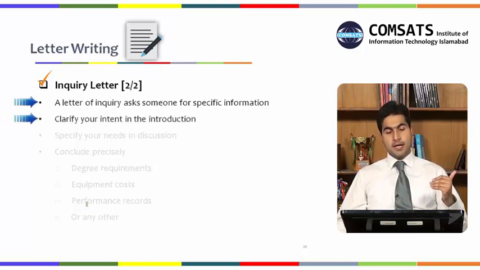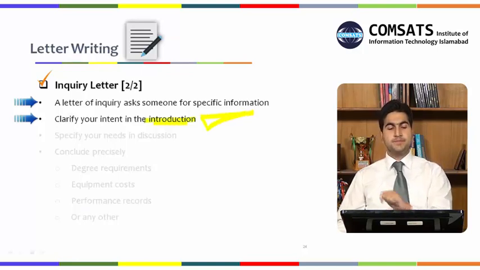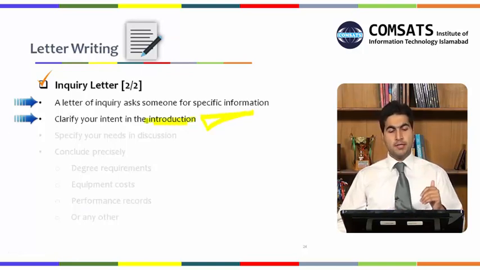Looking at things from a broader spectrum, your letter of inquiry would ask someone for specific information, and therefore you need to clarify your intent. What is the intention of writing this letter? At the very introduction, you have to provide this. Once you have provided that, another thing to consider is you have to specify your needs within the discussion. What basically is required? You are inquiring for something, you provide it in the discussion.